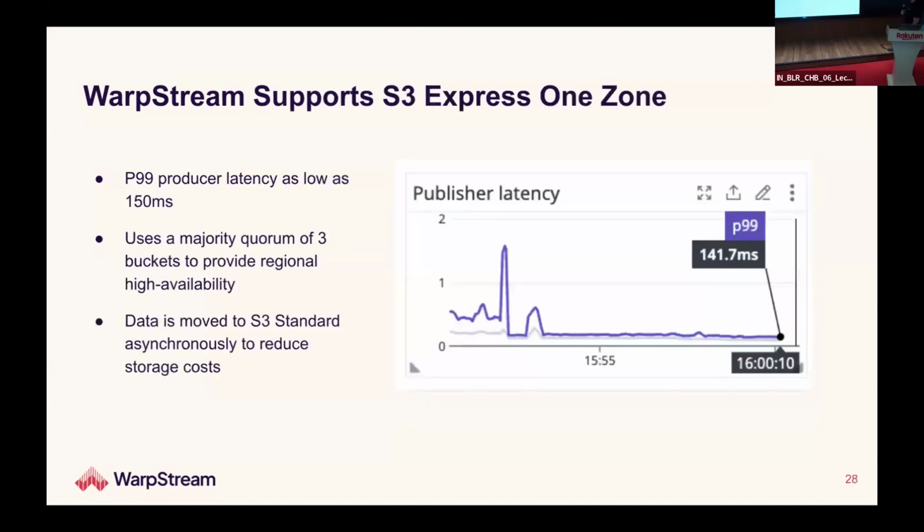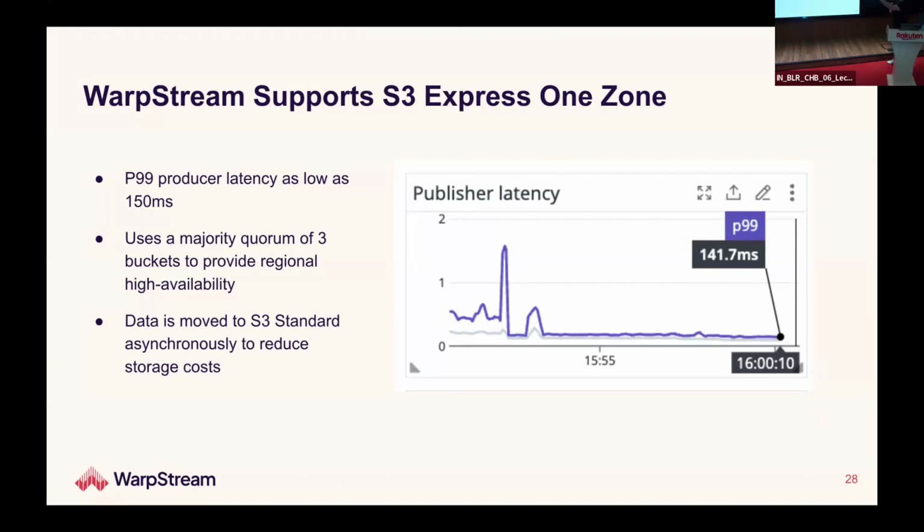The other thing to keep in mind is that all the major cloud providers are essentially introducing new tiers of object storage. So for example, in AWS, they have this tier called S3 Express One Zone. What S3 Express One Zone is, it's a version of S3 where the bucket only lives in one zone, but it's much lower latency than S3 Standard.